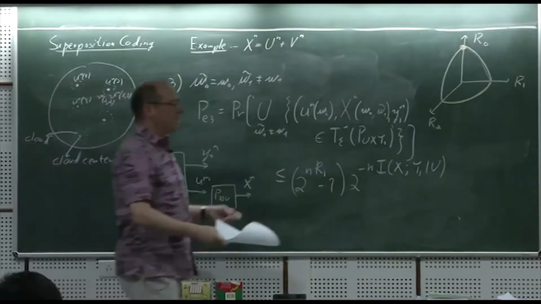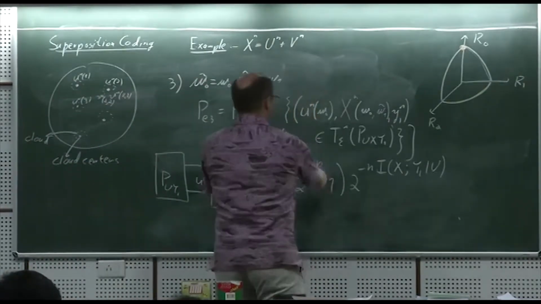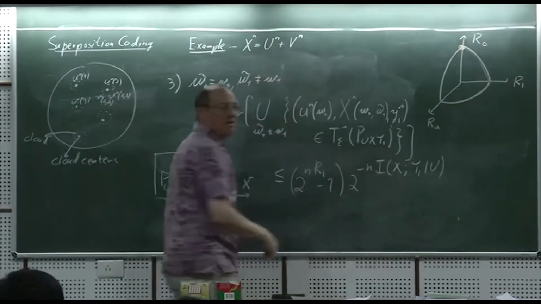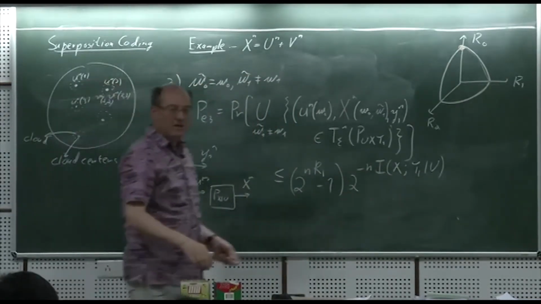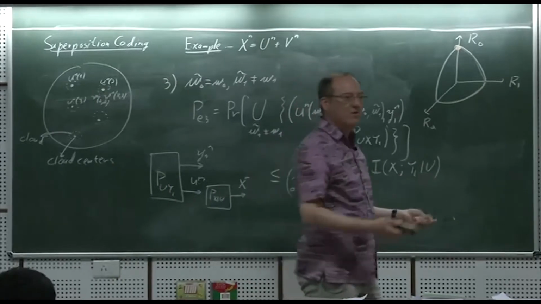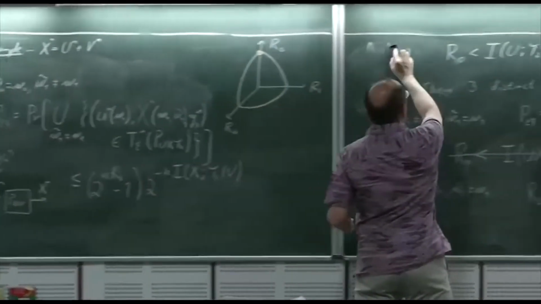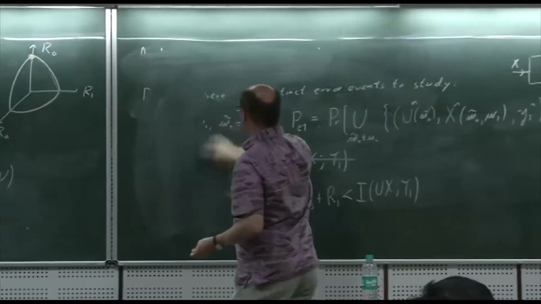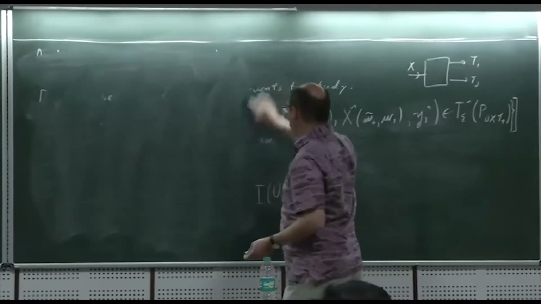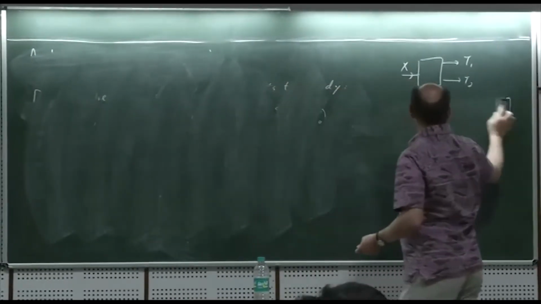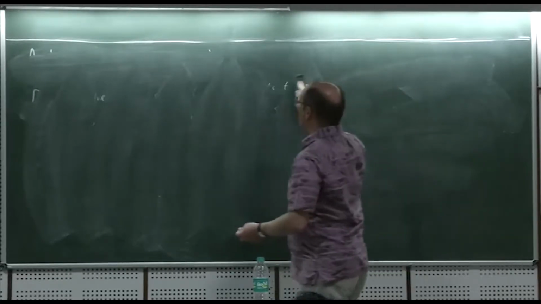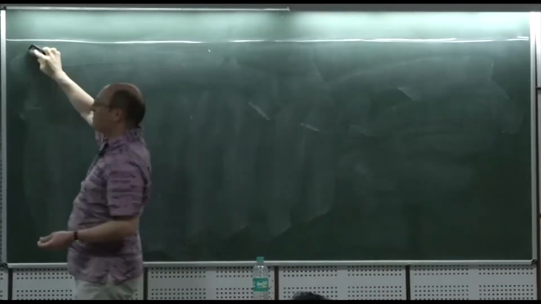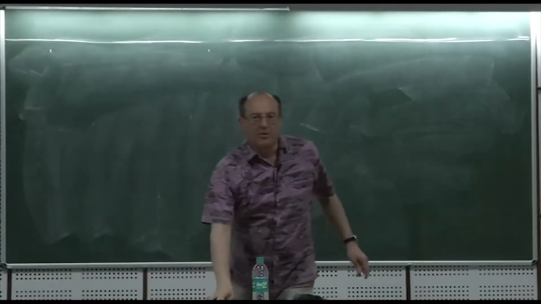Okay, so the bound we get now is that R1 has to be less than that mutual information. And now that's it. That's what we need. Those are all the bounds we need to ensure that there exists an encoder and two decoders such that we can make the error probability as small as we want by scaling the block length.